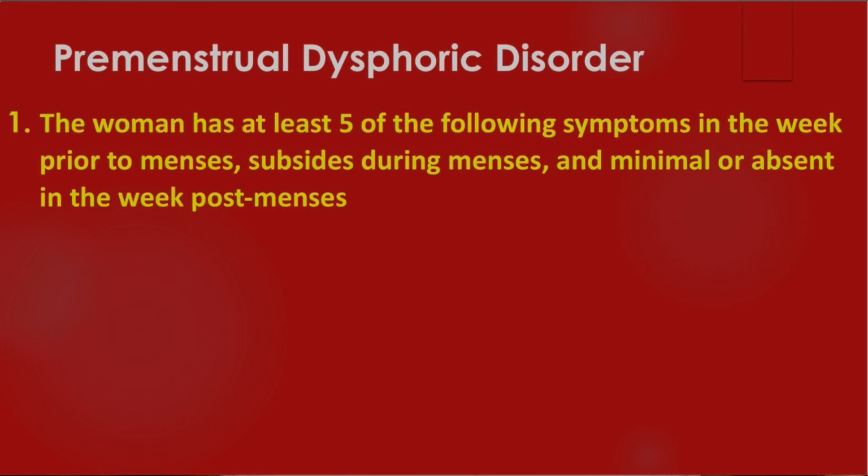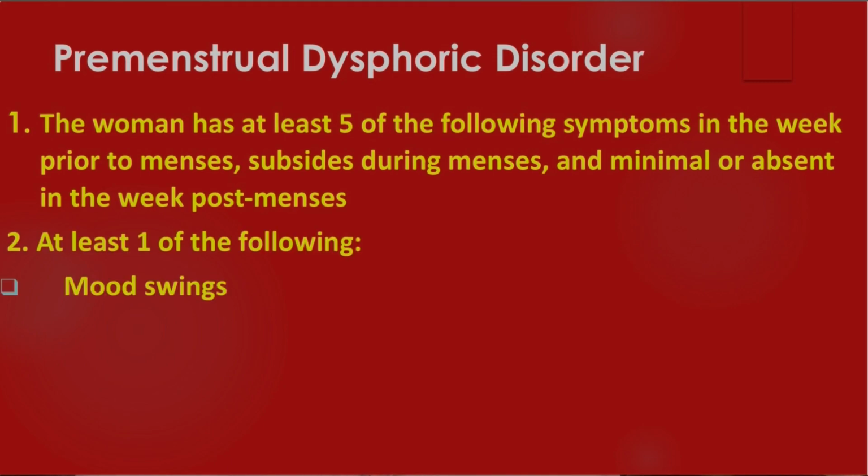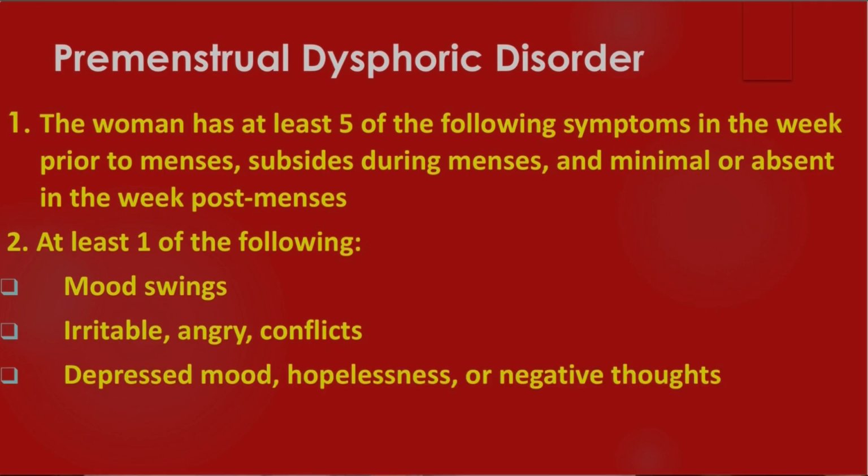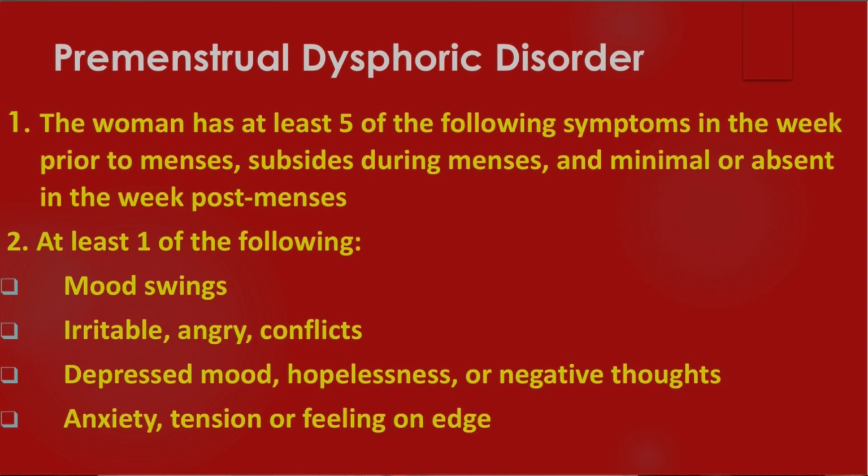Okay, last one, premenstrual dysphoric disorder. The woman has to have at least 5 of the following symptoms in the week prior to menses. Then the symptoms subside during the menses, and they become minimal or even absent in the week post-menses. So at least one of those 5 must be among the following: mood swings, irritable, angry, conflicts in relationships, could be depressed mood, hopelessness, or negative thoughts, or it could be anxiety, tension, or feeling on edge. It has to be at least one of those 4.